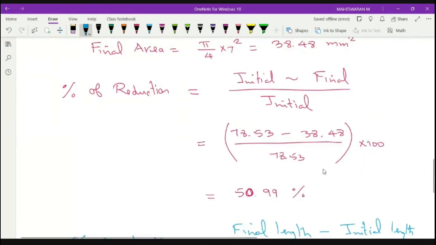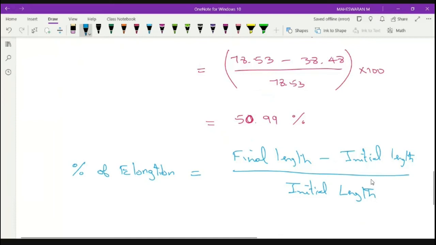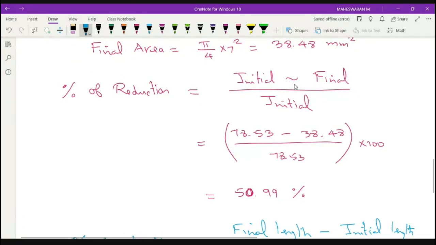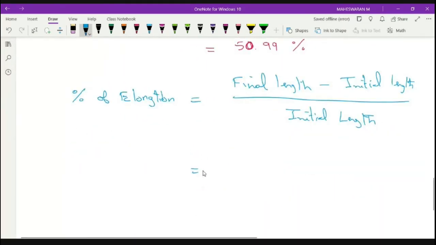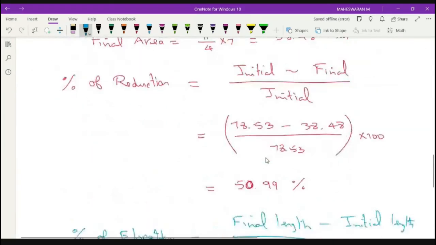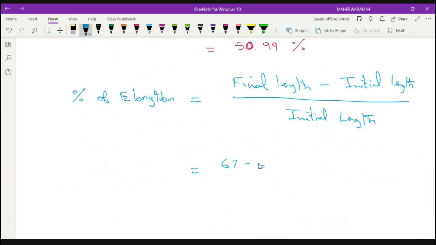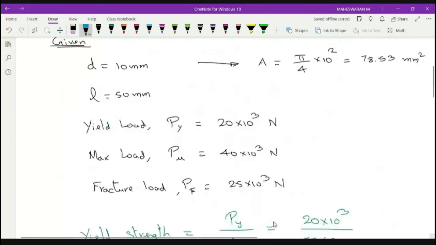Look here. For reduction in area, it is initial minus final, whereas here I am writing final minus initial. The reason is that whichever has the higher value has to come in front. As I told before, it is a difference, not a negative sign. There should not be any negative sign. The final length here is 67, so 67 minus 50 divided by 50, into 100. What is my percentage of elongation? 34%. So this completes this problem.